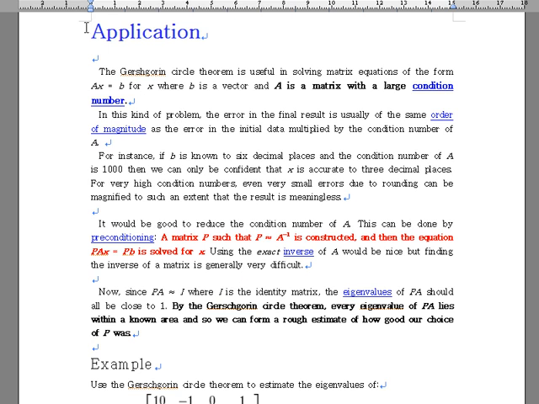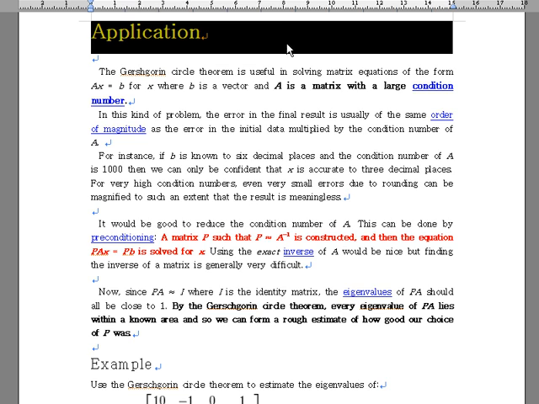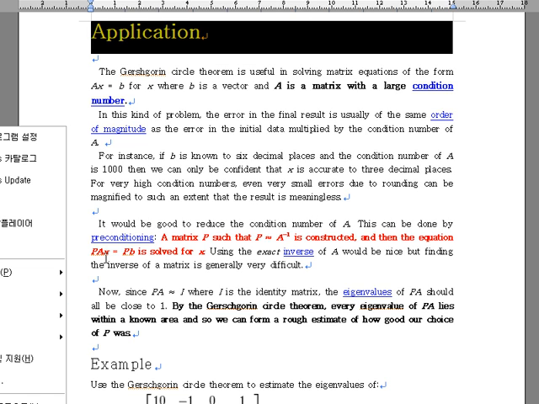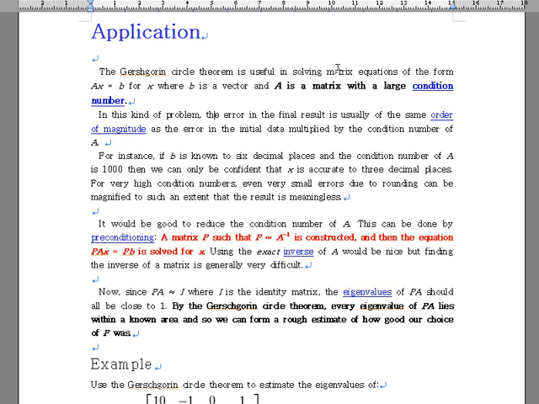Now we start to explain the application of this Gershgorin theorem. As you saw, this theorem was used in the analysis of the generalized Fibonacci sequence. This Gershgorin circle theorem is also useful in solving matrix equations of the form AX equals B, particularly for such a system with a large condition number.